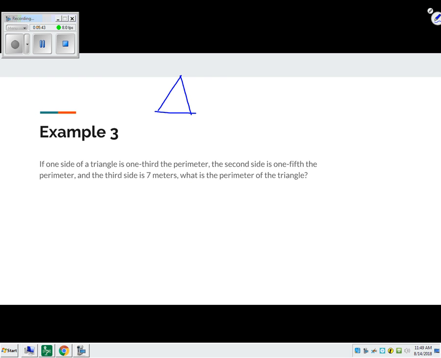What is the perimeter? Again, this last part of the last sentence helps me know what I want x to be. I want x to be the perimeter of my triangle. I can just go through and label these sides. One side is 1/3 of the perimeter, so it's going to be 1/3 of x. The other side is 1/5 of x. And the last side is just 7.